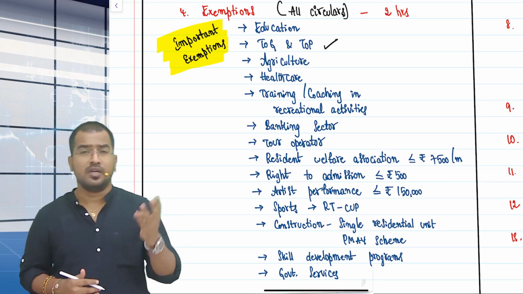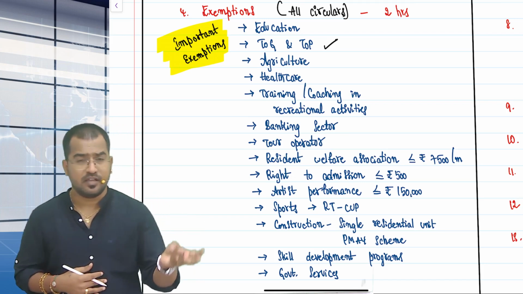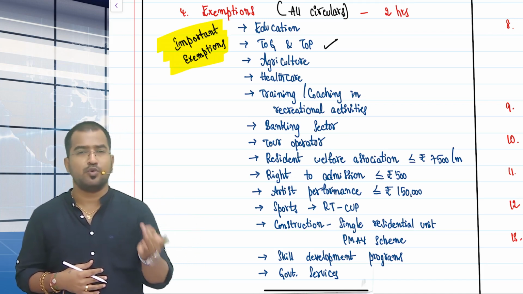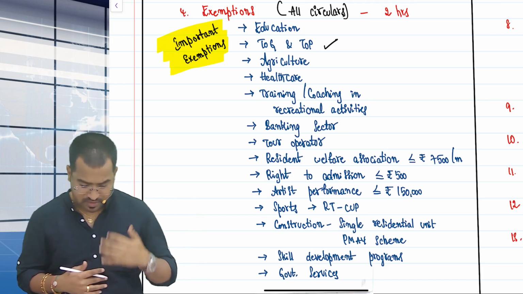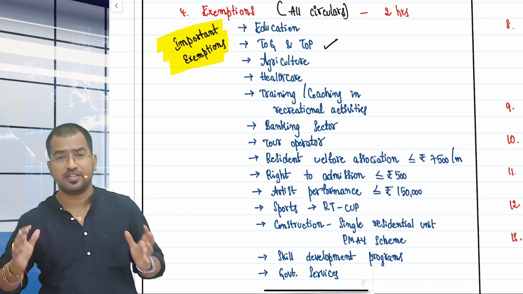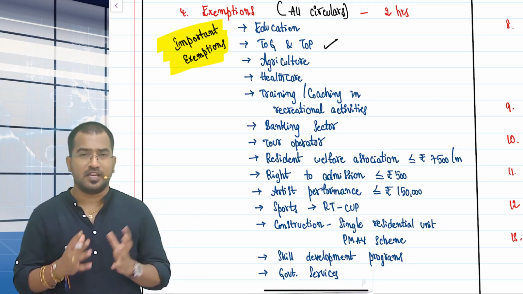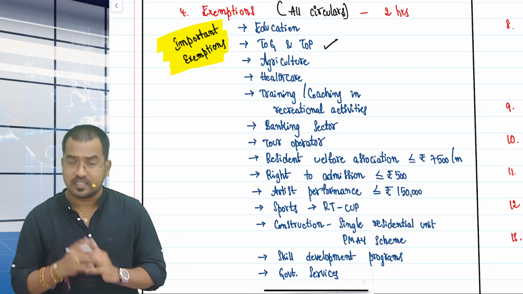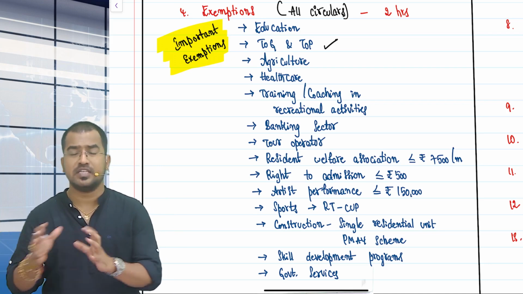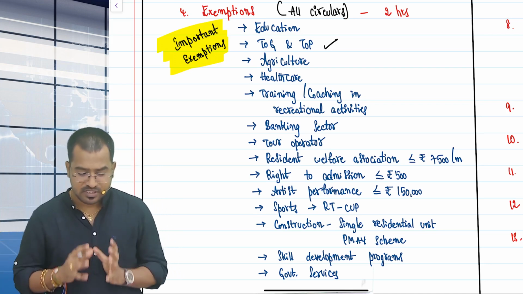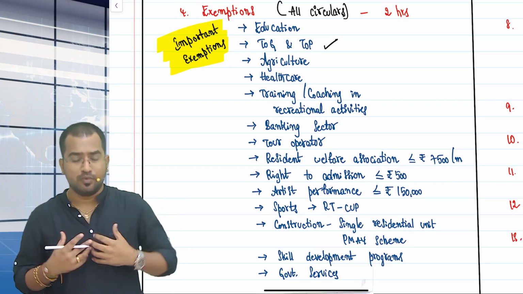Next, sports: any person providing services like a referee, team manager, coach, umpire and player. Next, construction services for single residential unit and Pradhan Mantri Awas Yojana, and skill development related programs, those exemptions, and government services. Please be thorough with these exemptions so that you have good chances of scoring marks.